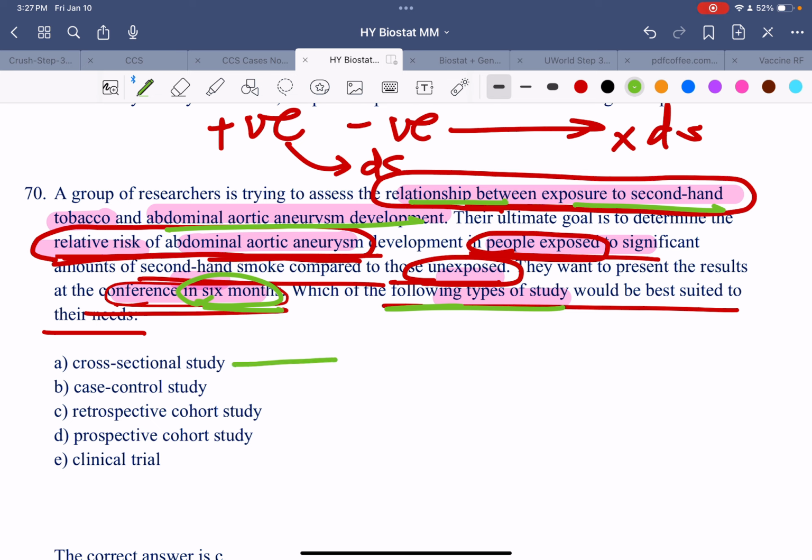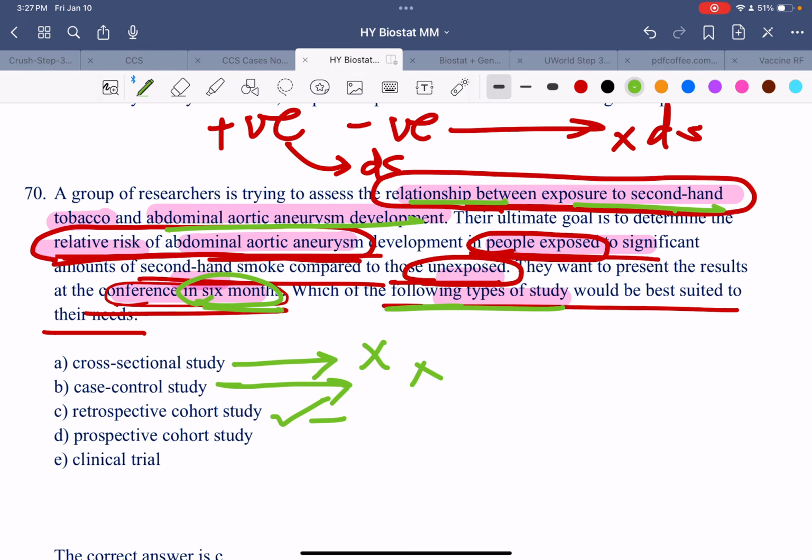Okay, so cross-sectional study is basically not a relationship study, it's just a prevalence study. It will not tell us the relationship between the exposure and the disease. Okay, so we remove it. Case control study is when we already have the people who have developed the disease, right? So where are we going to find all these people, and how are we going to follow them in such a short period of time? So okay, that is probably not possible.